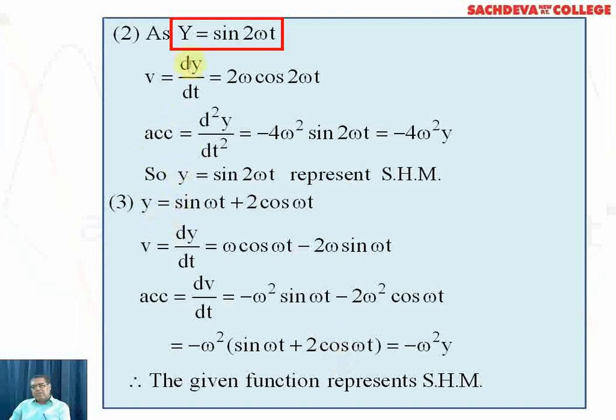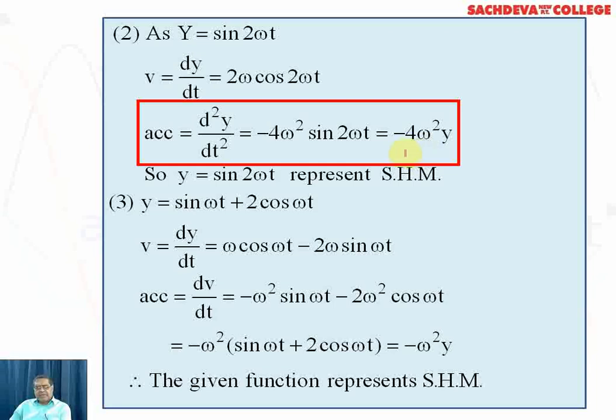We have taken y is equal to sine 2 omega t, and we have again taken the derivative, that is dy over dt. We will read it as the derivative of y with respect to time, and that is equal to velocity. So we are taking the derivative of sine 2 omega t, and the derivative of sine is cosine of the function. The derivative of y is 2 omega cos 2 omega t. So this is the value of velocity, and that's a plain function.